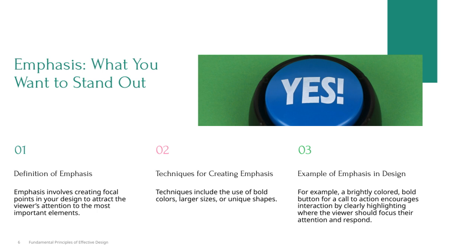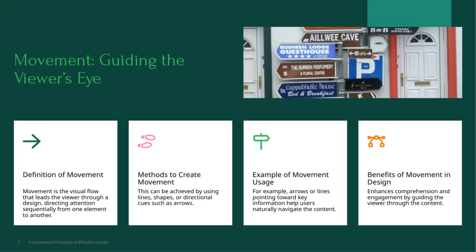A common example is a brightly colored, bold button used for a call to action. This type of emphasis encourages the viewer to interact because it clearly shows where they should focus and what they should do next. Movement in design refers to the visual flow that guides the viewer's eye through a piece, helping them move smoothly from one element to the next.